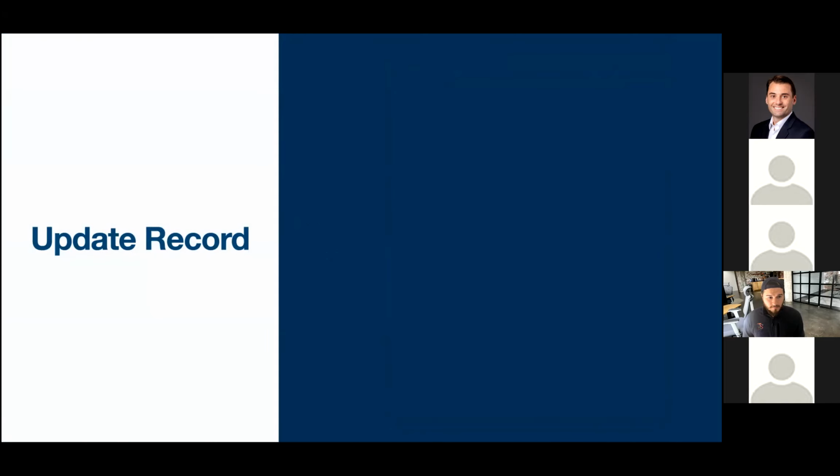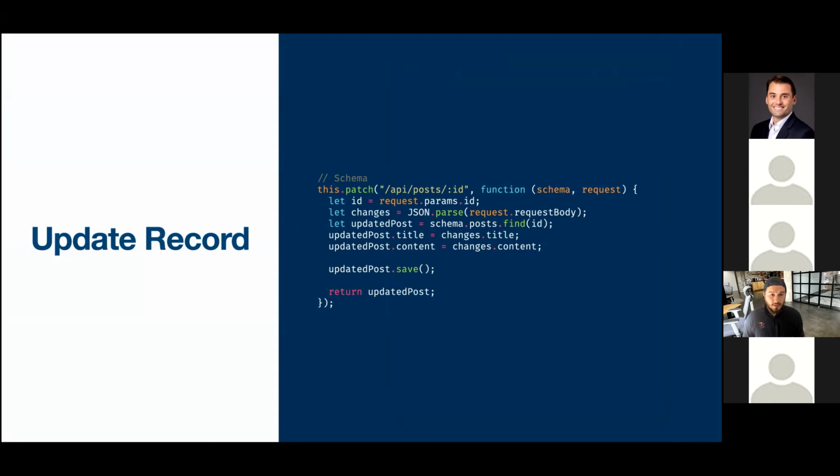So here's how you can update a post via the schema. First, we would find the post that matches the ID request parameter. Then we'd make our changes to that post. When you have a model like a schema model, you can change it however you'd like. But you have to remember that you have to save it, or else the changes aren't going to persist to future calls or future API requests.